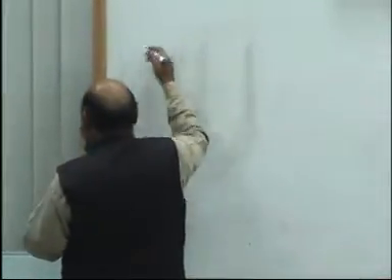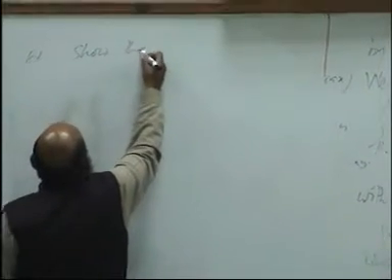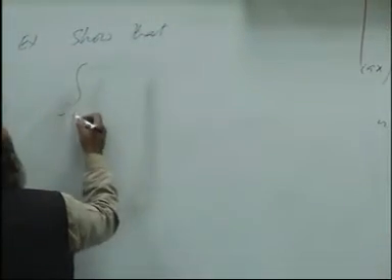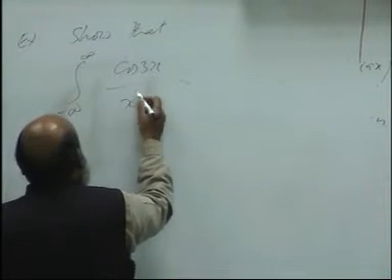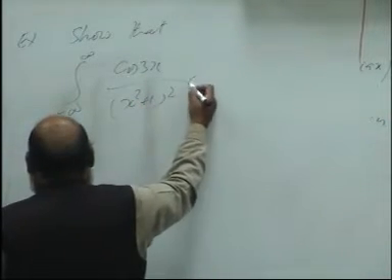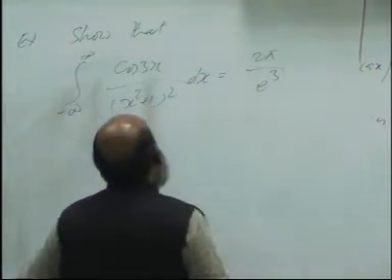Okay, associated with this method, as an example, show that the integral from minus infinity to infinity of cosine 3x over (x square plus 1) whole square dx is equal to 2 pi over e cube.